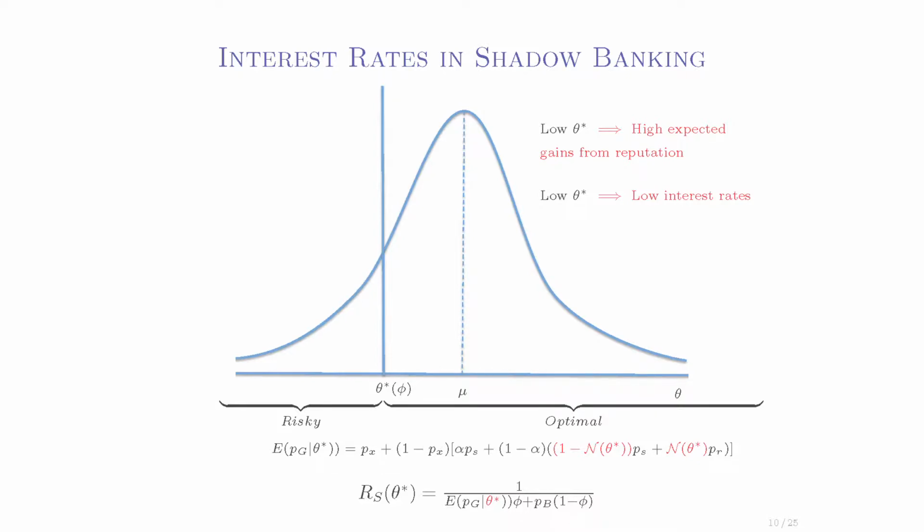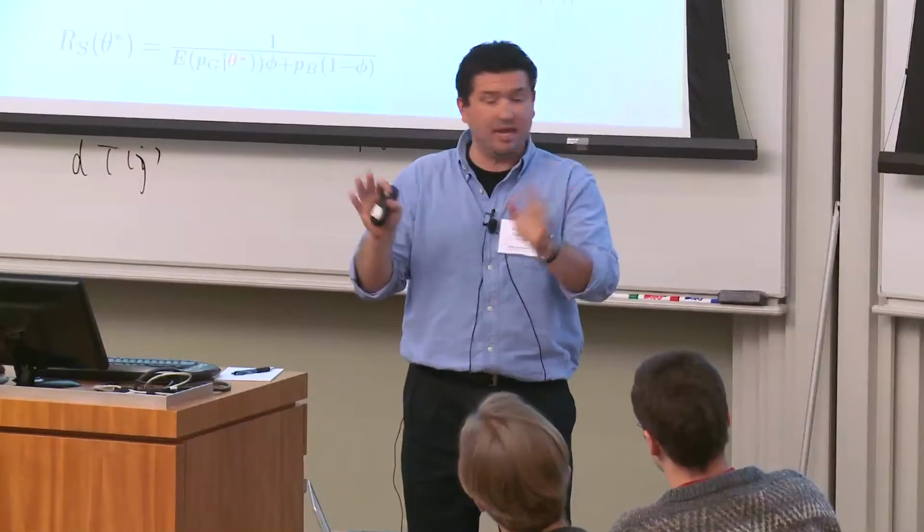All right? So point number 2, when there is a low theta, there's going to be in general low interest rates. But what is important is that in shadow banking, remember, in traditional banking, the interest rate doesn't depend on anything. It doesn't depend on reputation, it doesn't depend on theta, it doesn't depend on anything. Why is that? Because the bank always invests in the safe asset. So the probability of repayment is the same. It doesn't matter on anything else.